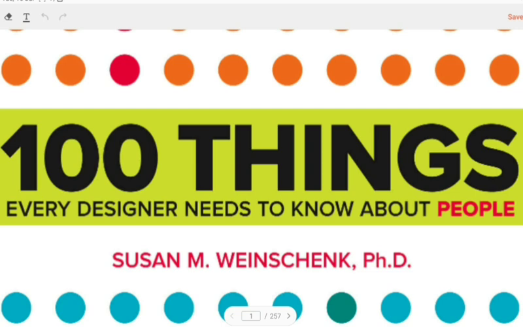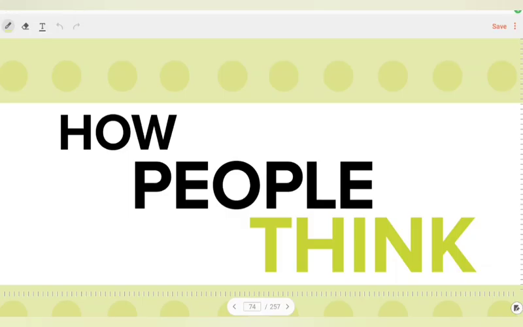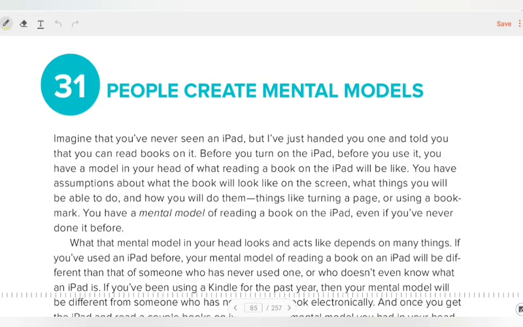Today we're going to be looking at 100 Things Every Designer Needs to Know About People by Susan M. Weinschenk. How people think. Chapter 31. People create mental models.